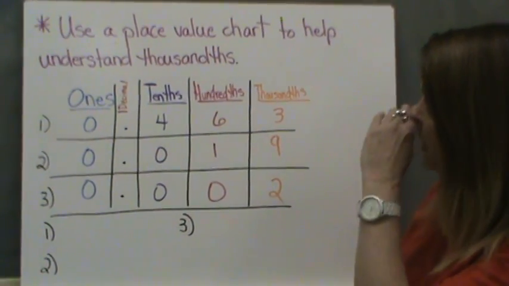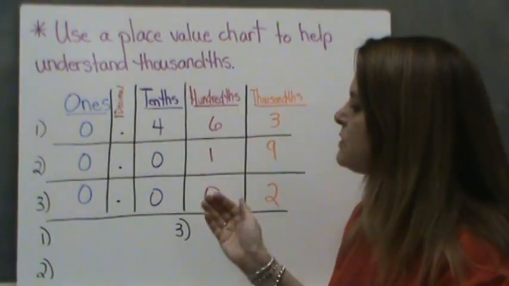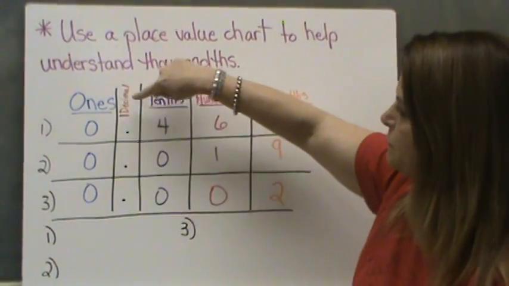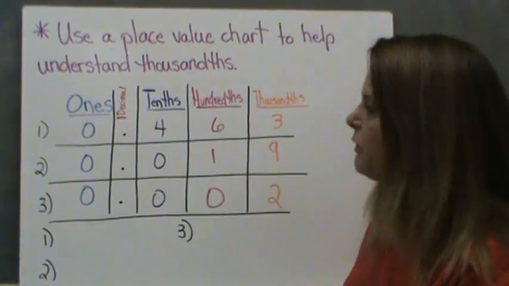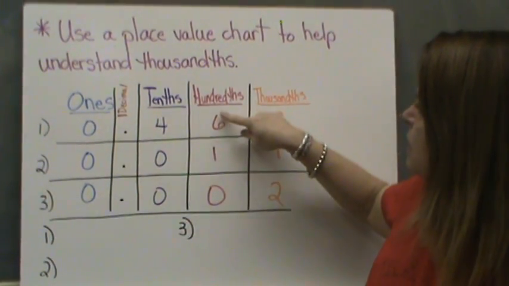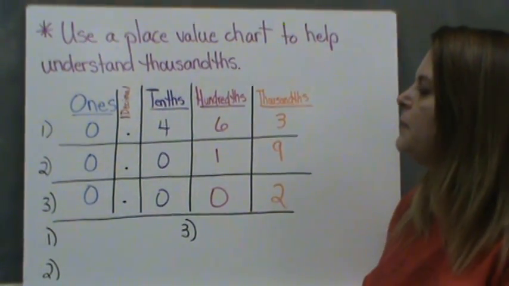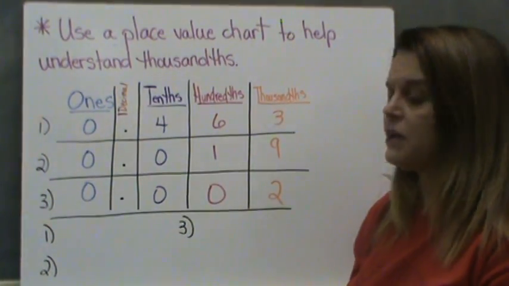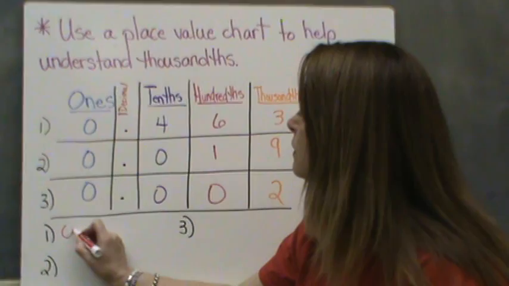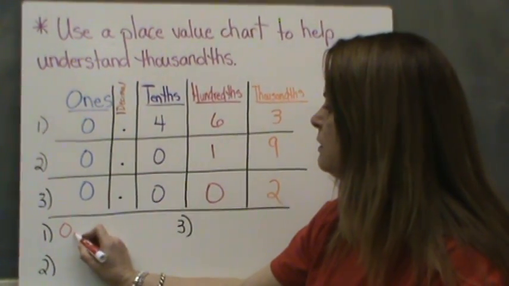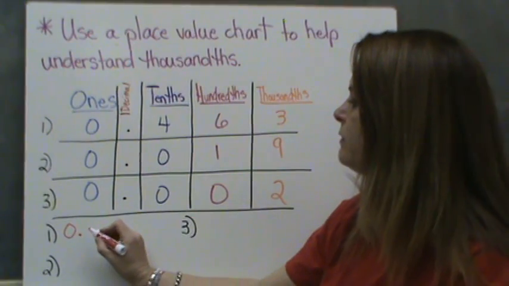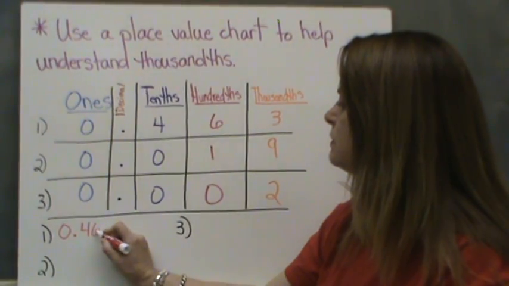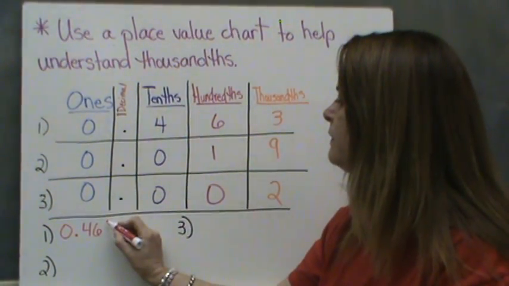You can also use a place value chart to help you understand the thousandths place. So I've set up my place value chart. Here are my ones. My decimals always have a place of their own. Here's my tenths, hundredths, and thousandths. So in this number going across on my place value chart, I have 0 ones, and then a place to put my decimal in. Then I have 4 tenths, so my 4 is in my tenths place, 6 hundredths, and 3 thousandths.